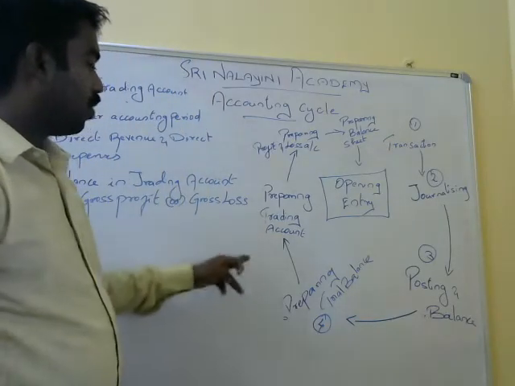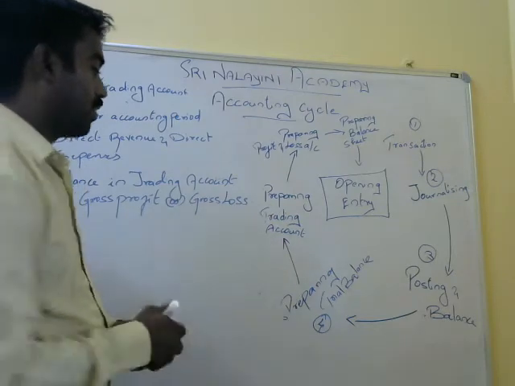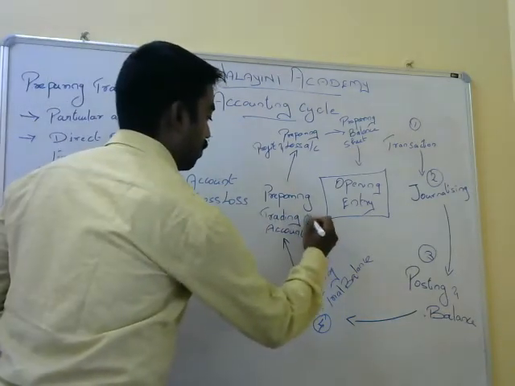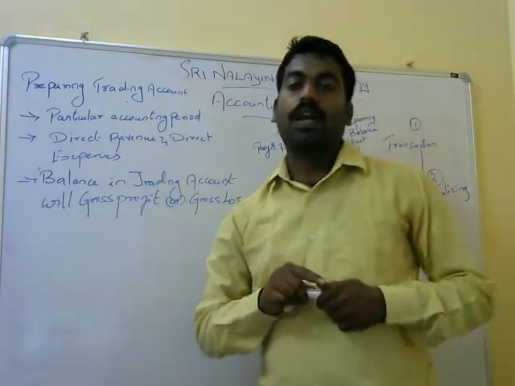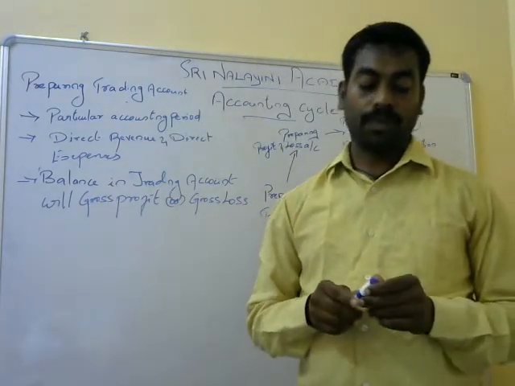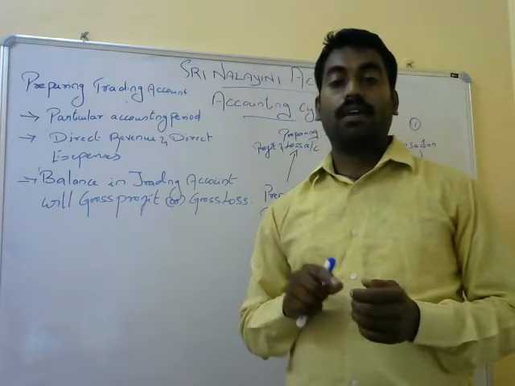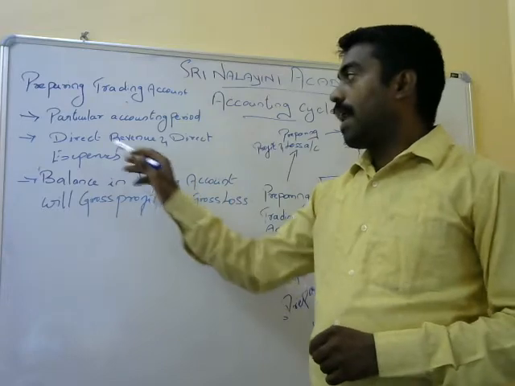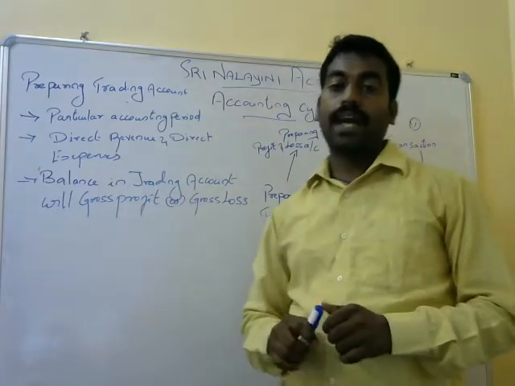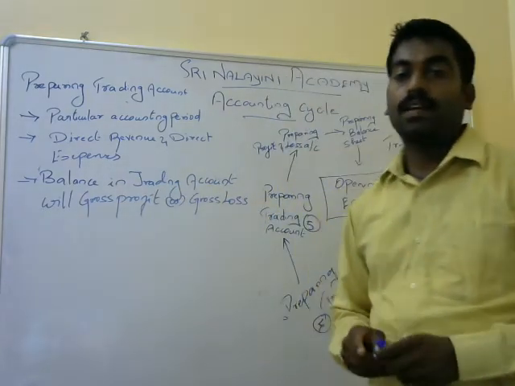Now we are moving to preparing the trading account. It's the fifth step. What is preparing the trading account? It is a particular account. And what do we record in the trading account? We record the raw material of companies, what we purchased. That is direct revenue and direct expenses. What is direct revenue? A sale. A sale is a direct revenue.